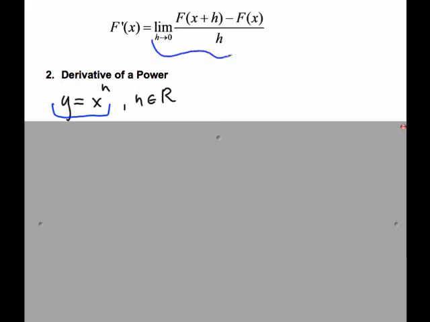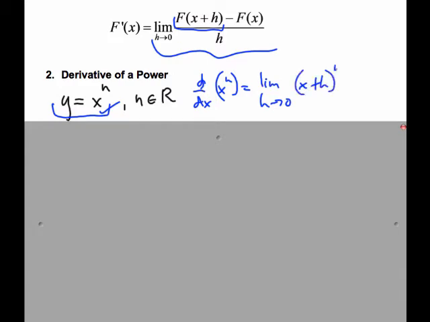If I apply my definition of the derivative, as I always have to, the derivative of x to the n by my definition of a limit would be the limit as h approaches 0 of f of x plus h, so I'm going to put x plus h in for x in my original function, minus f of x, which is x to the n, all divided by h. Now we need to work this limit out, and when you look at this you might say, how the heck am I going to deal with that? x plus h to the n.